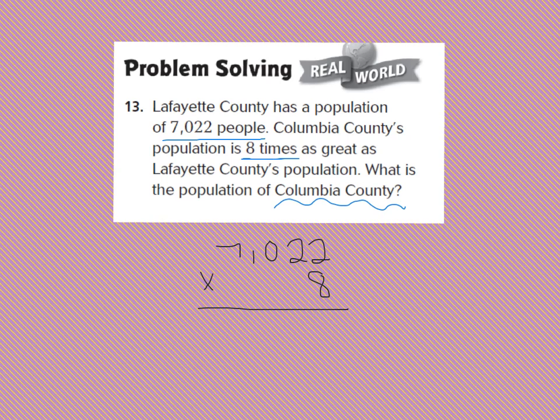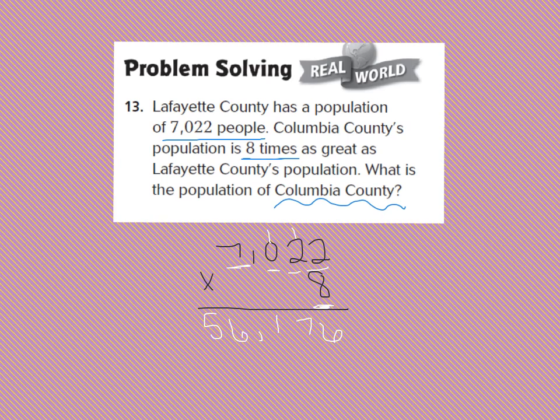Okay, let's check our answer together. I know that I'm going to multiply my single digit 8 times each place value up top, starting with the ones place. So 8 times 2 gives me 16. So I regroup my 1. Now I multiply my 8 times my tens place, which is the 2. 8 times 2 is 16, plus 1 gives me 17. Regroup my 1. 8 times the hundreds place, which is a 0. 8 times 0 is 0, plus 1 is 1. Now 8 times my thousands place, which is the 7. 8 times 7 is 56.